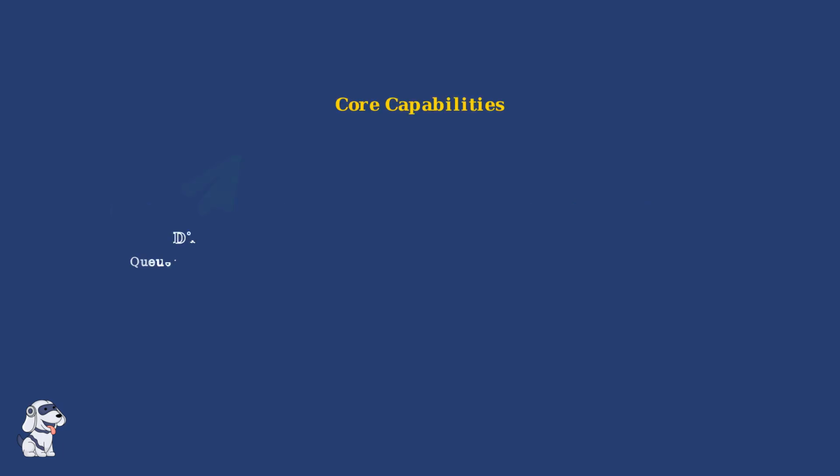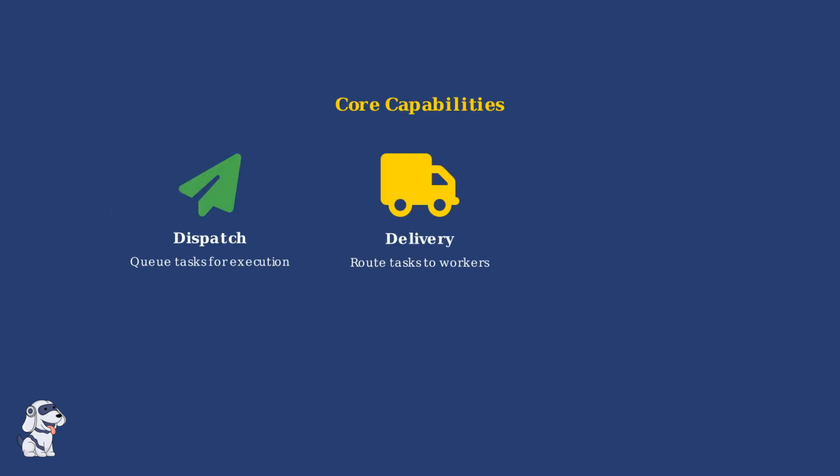Cloud Tasks manages three fundamental aspects of distributed task processing. First, it handles task dispatch by queuing tasks for execution. Second, it manages delivery by routing tasks to appropriate workers. Finally, it oversees execution by processing distributed tasks across your infrastructure.